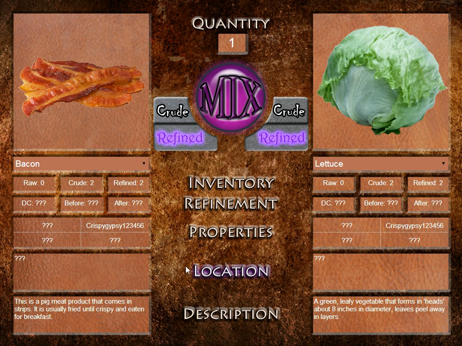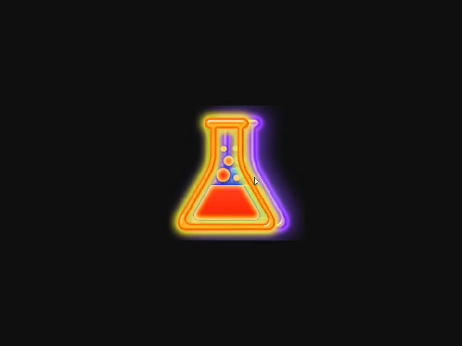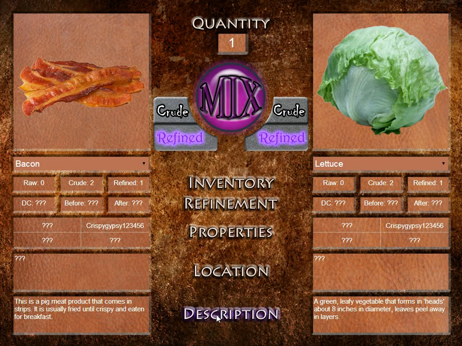Location, I haven't really done anything with yet. Basically, it just gives you a description of where each ingredient can be found, like in a snowy valley, or in the forest, or in underground areas, or in the desert, and so on and so on. But that I'll deal with later. And then a little description. Oops, what did I do here? Anyway, yeah, the description.